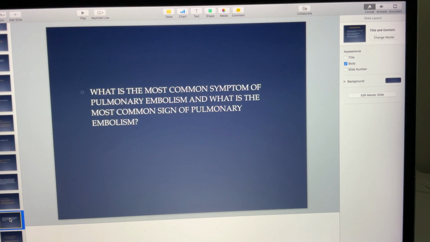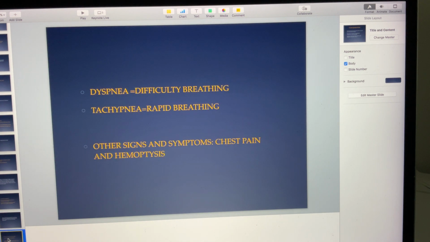Next question, what is the most common symptom of pulmonary embolism and what is the most common sign of pulmonary embolism? So, what is the most common symptom of PE and what is the most common sign of pulmonary embolism? So dyspnea, which is difficulty breathing, is the most common symptom. Tachypnea, which is rapid breathing, is the most common sign.